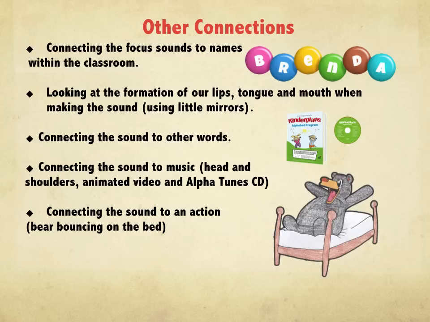Association with letter names and sounds. We look at names within the classroom and other words that begin with that letter name and sound. We use hand mirrors and observe what our lips and mouths do when we make sounds related to the letter name. We make a connection to music using the online animated video or AlphaTunes CD. We make a connection to an action, for example, bear bouncing on the bed.